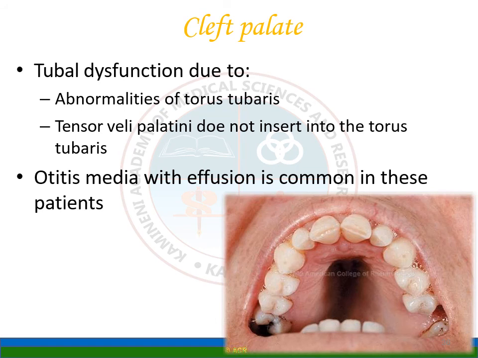Why does cleft palate have tubal dysfunction? It is due to abnormality of the torus tubaris and the muscle tensor veli palatini, which actually inserts into that area. So due to the abnormality of the palate, you will have muscular dysfunction. It leads to inefficient function of the tube. That's why in cleft palate you very commonly see otitis media.